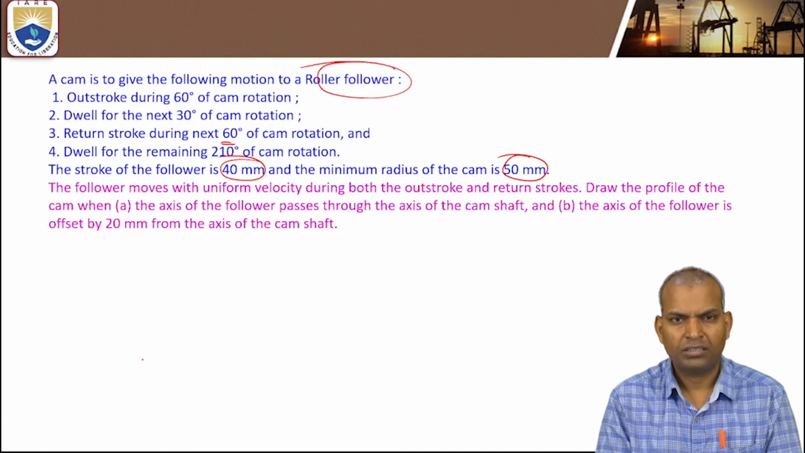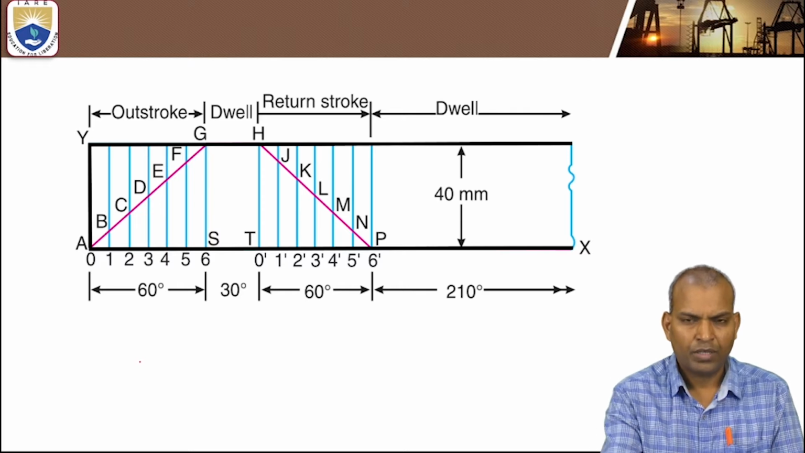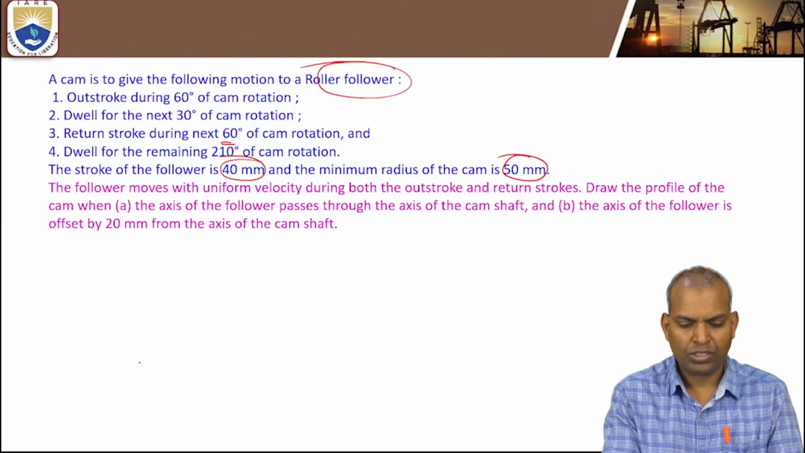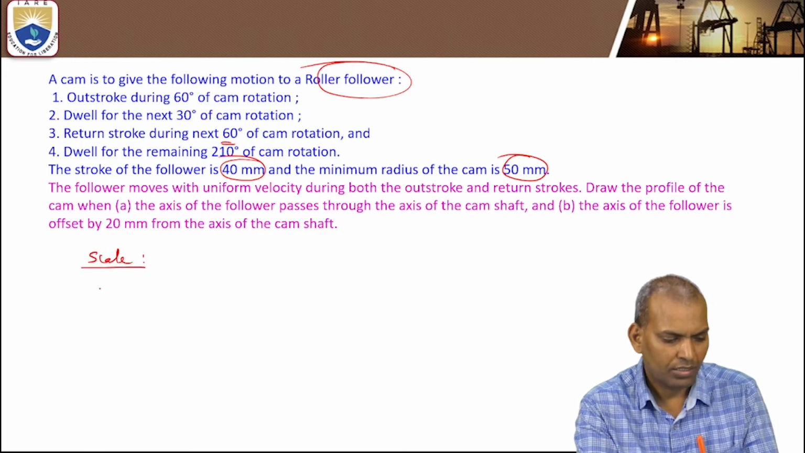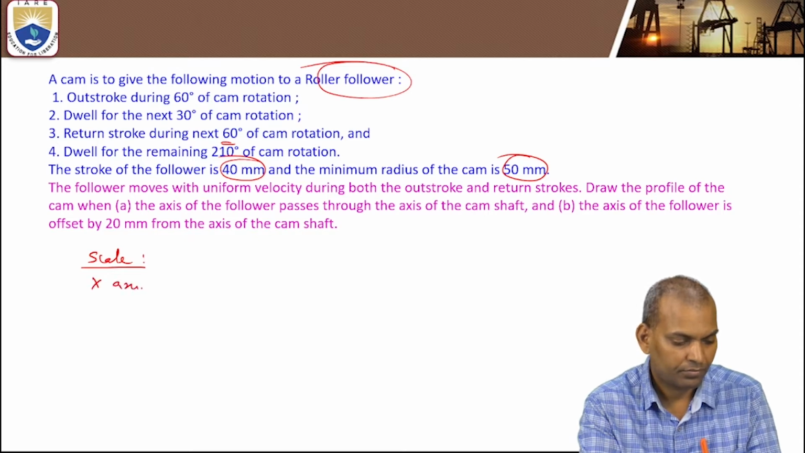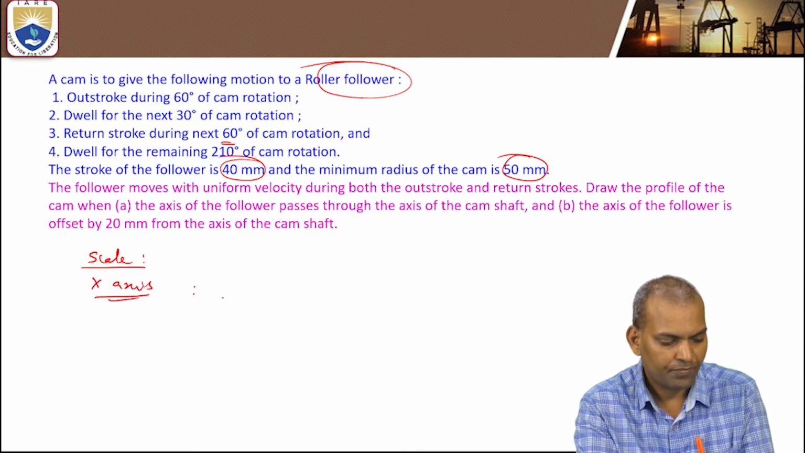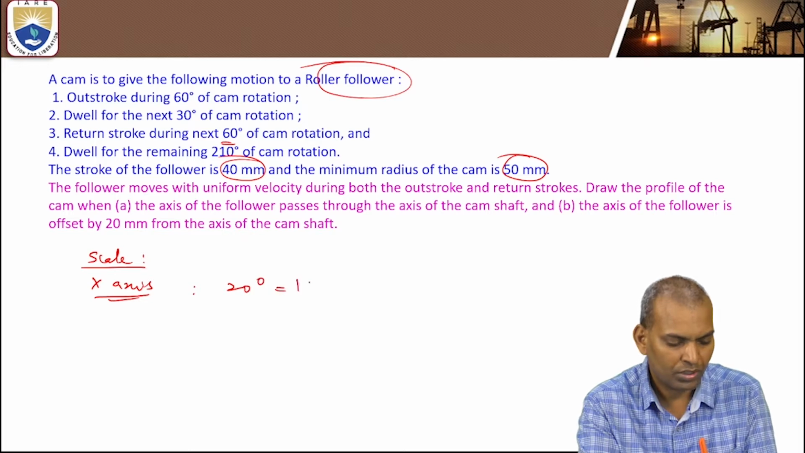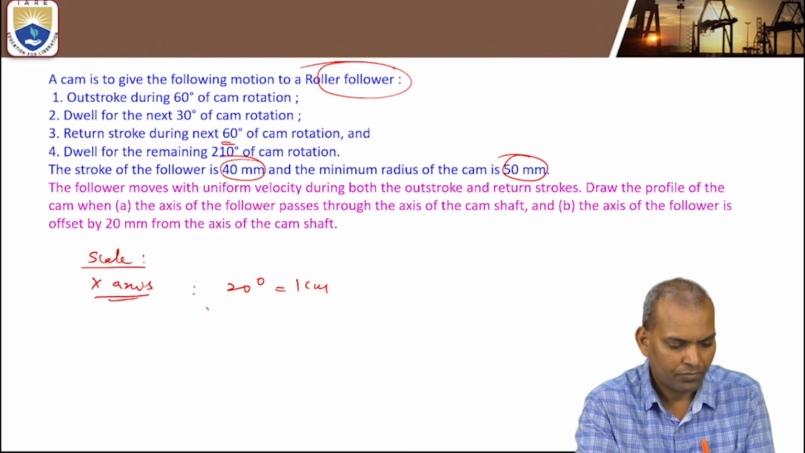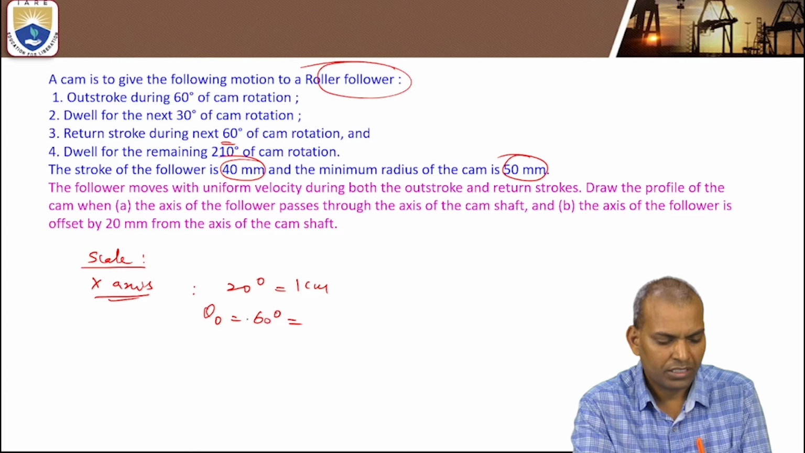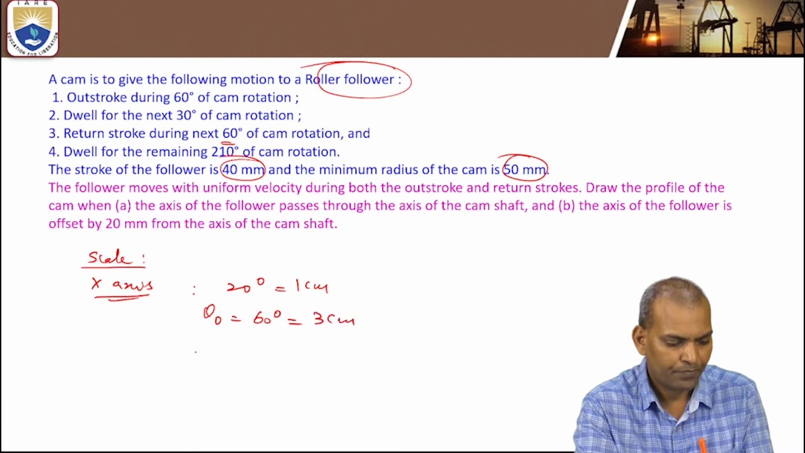We have to draw the displacement diagram. How to start? First of all, before going to start, we have to take the cam rotation scale on x-axis. X-axis is 20 degrees equal to 1 centimeter. So during outstroke theta O equal to 60 degrees, that is in terms of linear scale it is 3 centimeters.